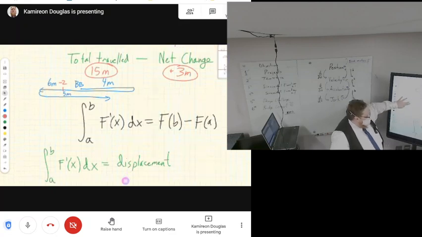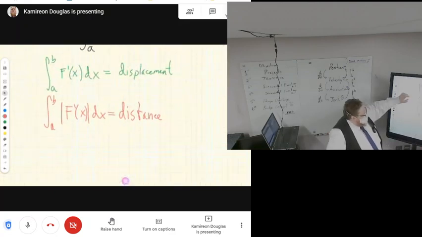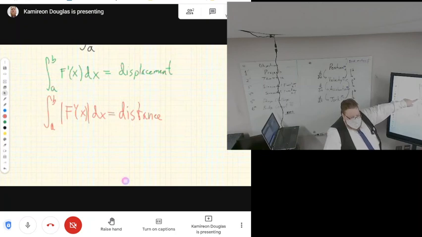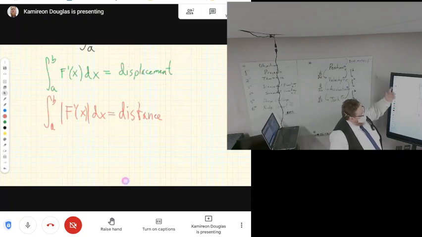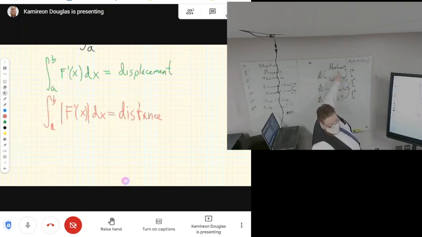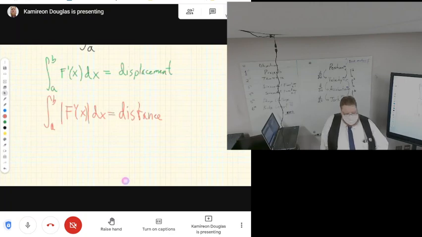So in terms of our formulas, the displacement tells you how much is above or below the axis, the areas. Or in this case, if it's physics, if I'm given a velocity, it'll tell you how much went forward, how much went backwards overall, the displacement. But if we take the absolute value of the function instead, it'll determine the actual distance it travels.